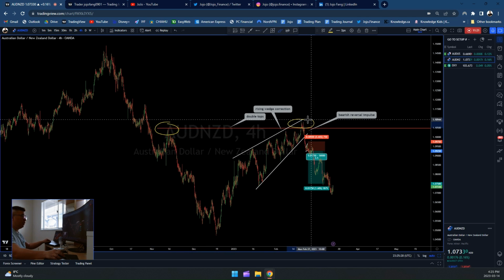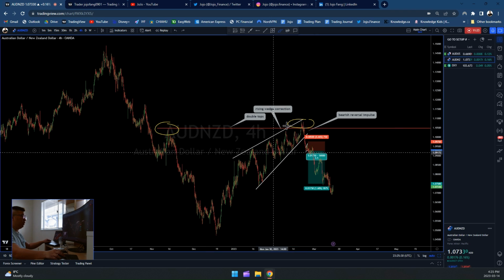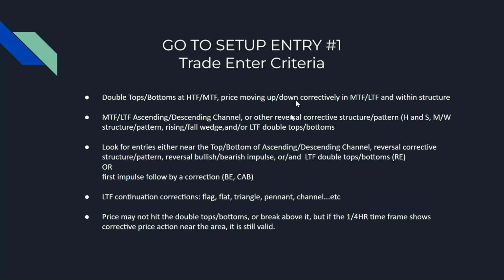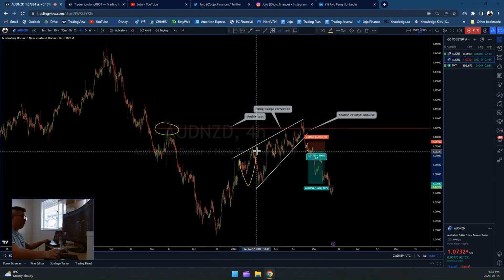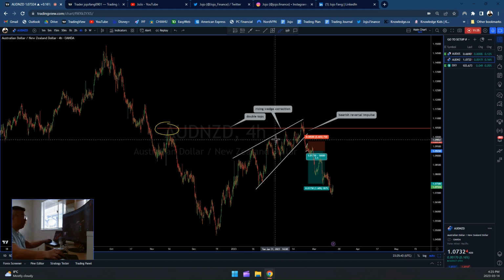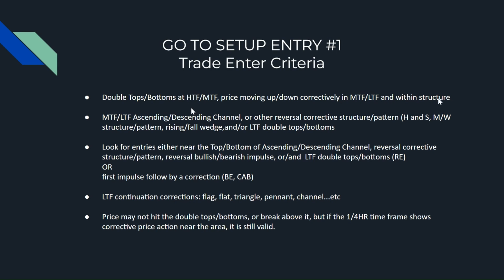Yes, we do. Does the price hit that double top here? You can either break the high or approach the high. And does the price move up correctively in that structure? Yes, we do. We have this kind of a rising wedge correction, moving the price up correctively. So that satisfies the first criteria.